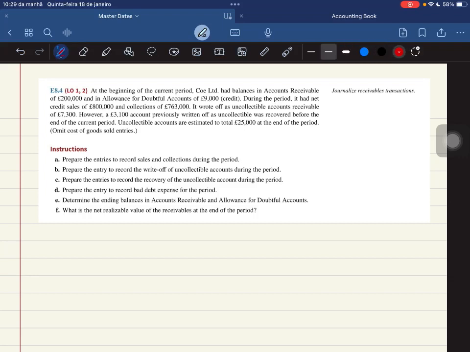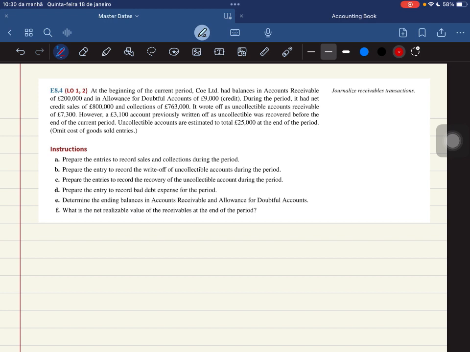E 8.4. At the beginning of the current period, Co. Limited had balances in accounts receivable of 200,000 and in allowance for doubtful accounts of 9,000 credit. During the period, it had net credit sales of 800,000 and collections of 700,063. It wrote off as uncollectible accounts receivable of 7,300.